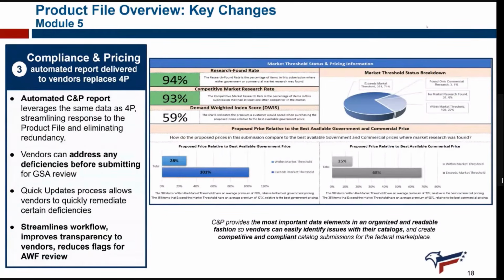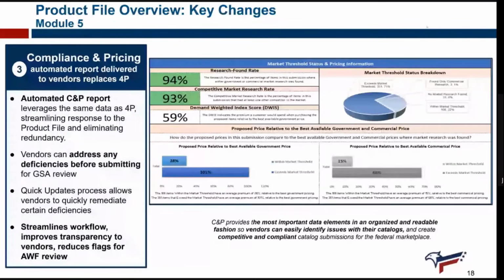All right. Another product file overview: the compliance and pricing automation. One of the improvements in FCP is the introduction of the automated compliance and pricing report, or CMP report, which replaces the 4P report. So here's what that means. The CMP report is automatically generated when you as the vendor submit your product file, okay? It leverages the same market research data as 4P, but streamlines the compliance review process for you. You as the vendor can address deficiencies before submitting your catalog for GSA review, again reducing that back and forth for corrections.